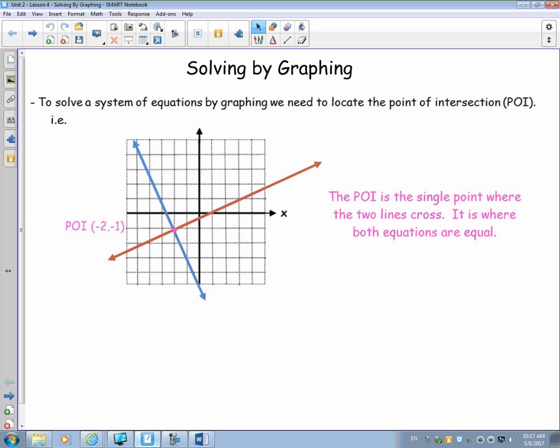So a system of equations means two or more equations. We're going to stick with two for now, but we could have three or four or five different equations. And to solve it, we need to locate the point of intersection, the point where they actually meet, where they cross each other. The point of intersection is made up of a point, an x and a y. And it's the one single point where those two lines have the exact same values. In other words, where they're equal to each other.